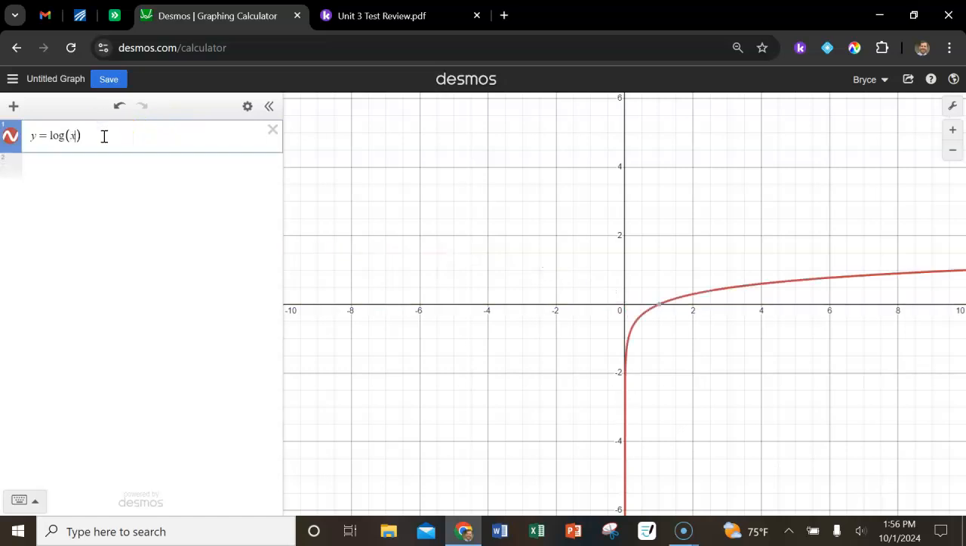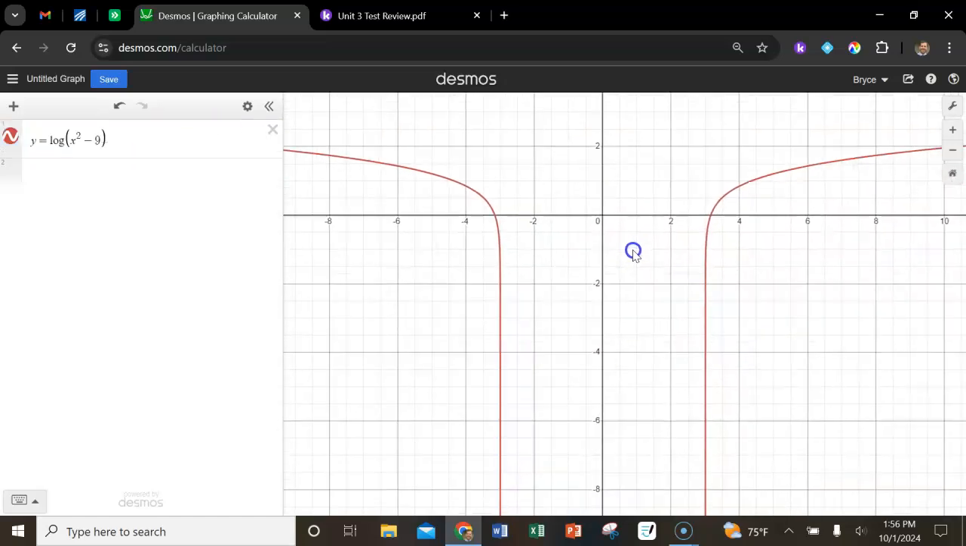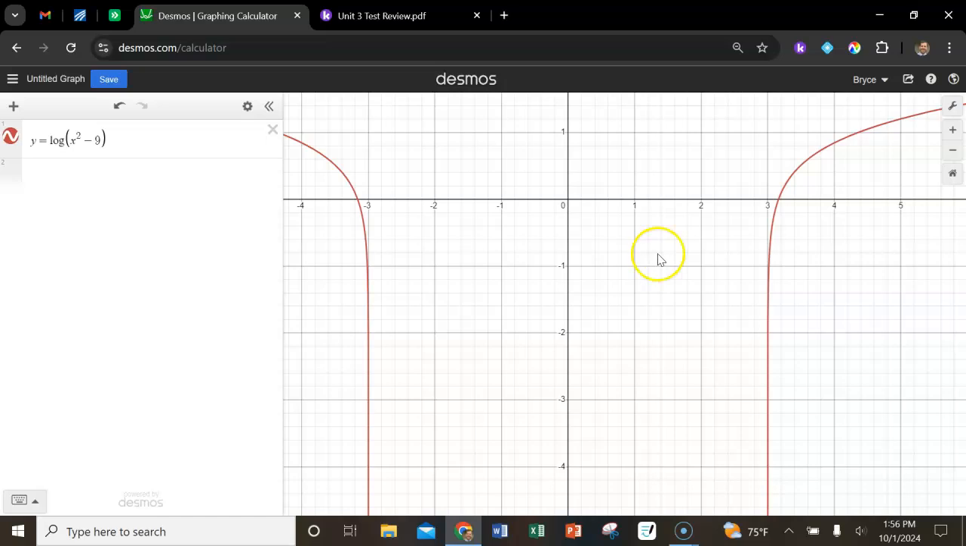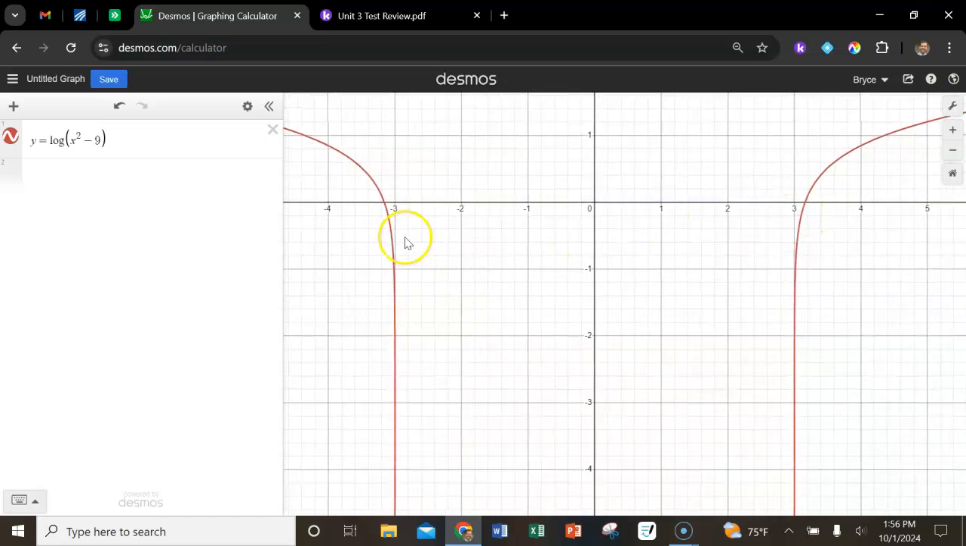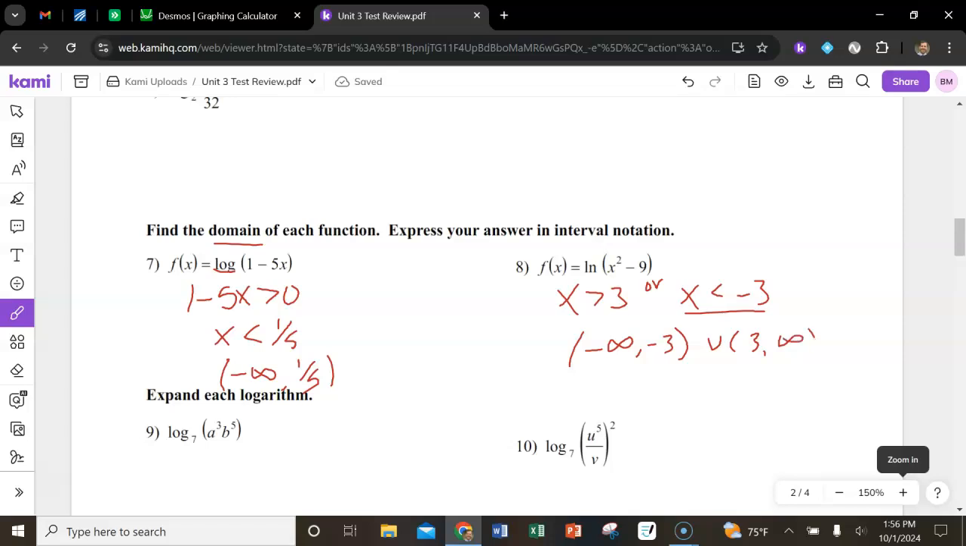So it's just log of x squared minus 9. And on this one, you can clearly see there's two different regions. The asymptotes are at 3 and at -3. So it's either greater than 3 or it's less than -3, right? So that's how I'd write that, but in interval notation, I would have negative infinity to -3 and also 3 to infinity. I would just use the graphs to help you with that. Okay.